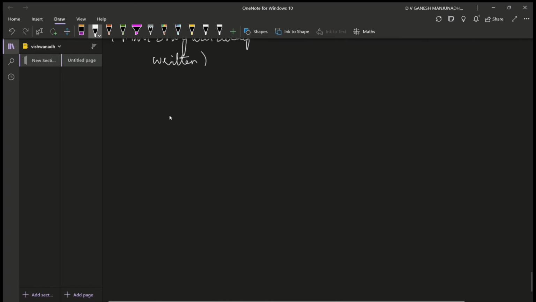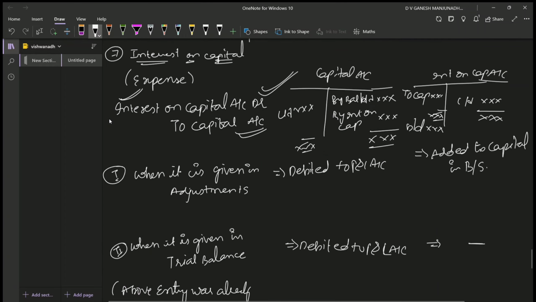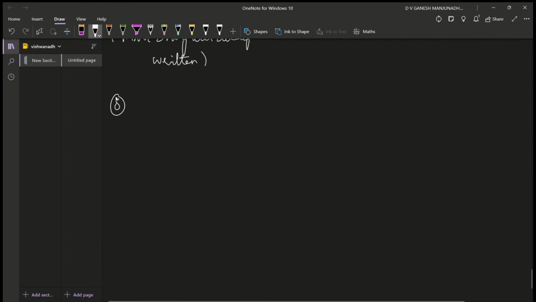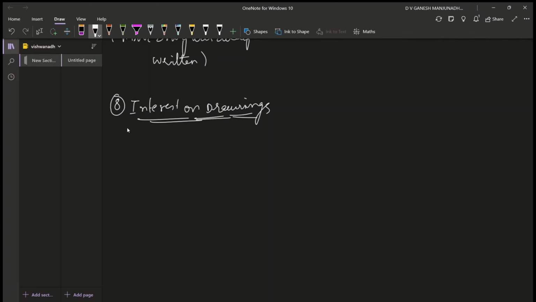So next item, this is, I think, suppose this is the 7th one. Let us now take the 8th one. The 8th one is nothing but interest on drawings. So these are the drawings. Drawings are the amount which is taken by the proprietor for his personal use from the firm.